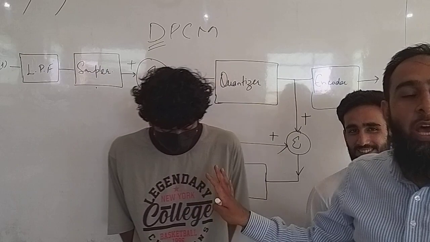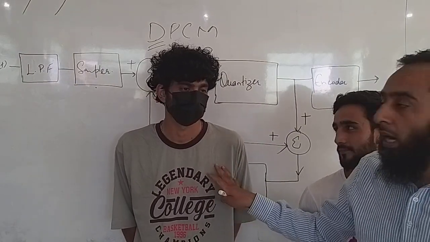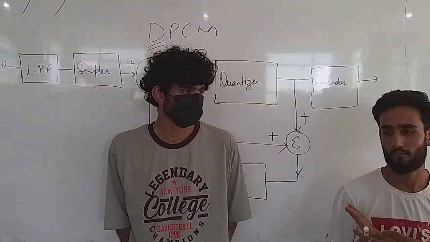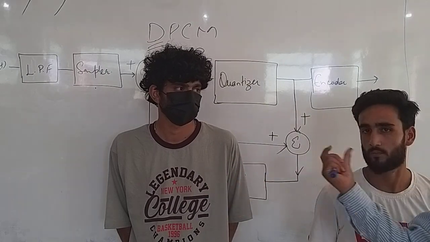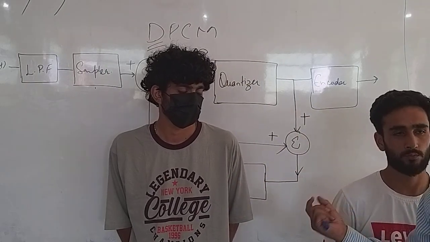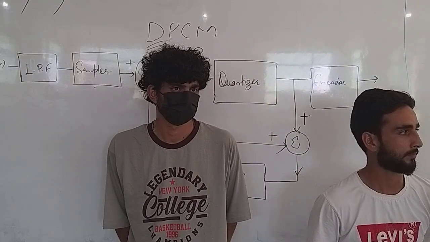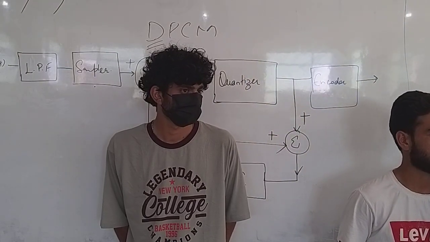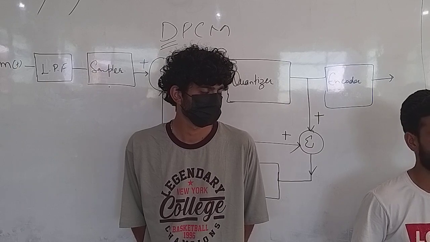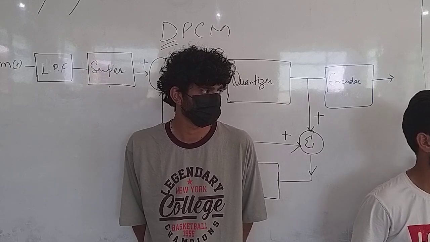Now I am at level 7. I now again see the difference. What is the error between the two? 2. So I send 2 in the channel. When it is received by the system, the previous value was 7, minus 2, so the next sample has to be 5. Thank you very much. You can go.